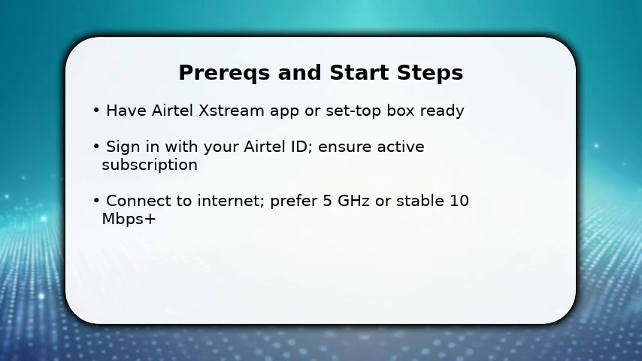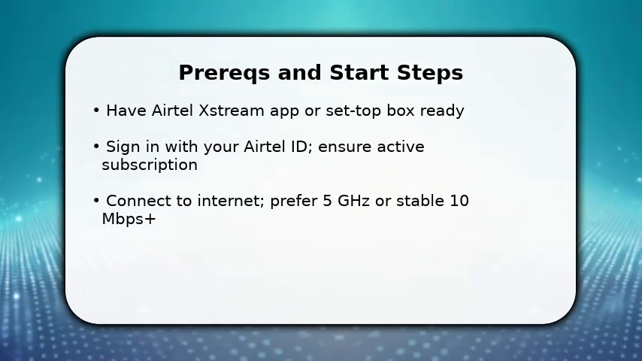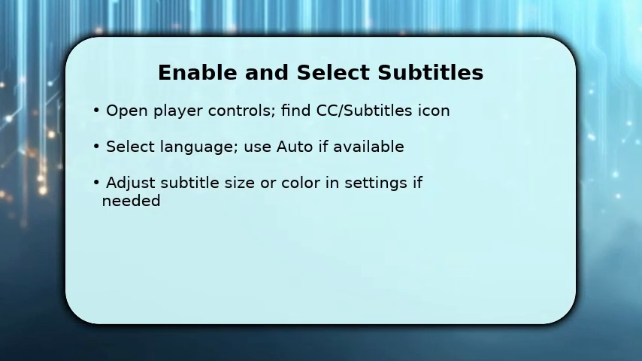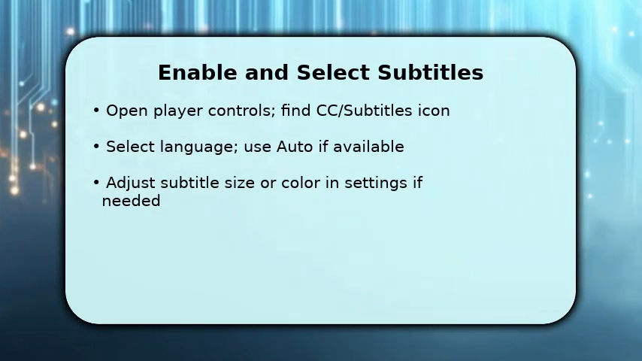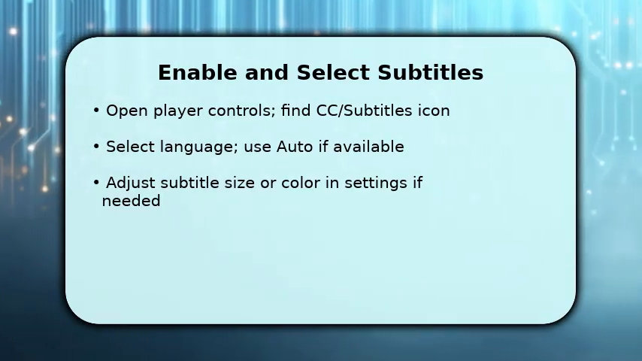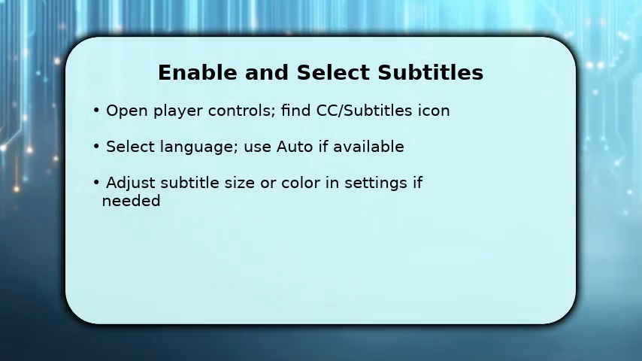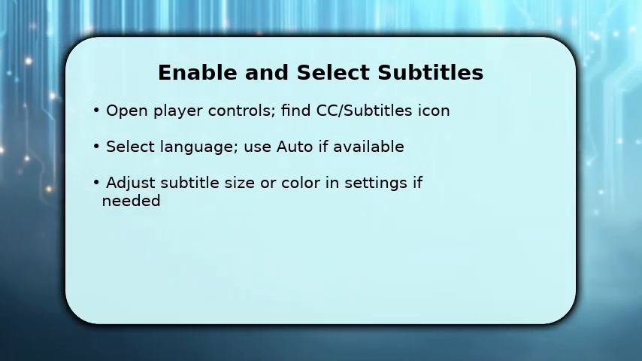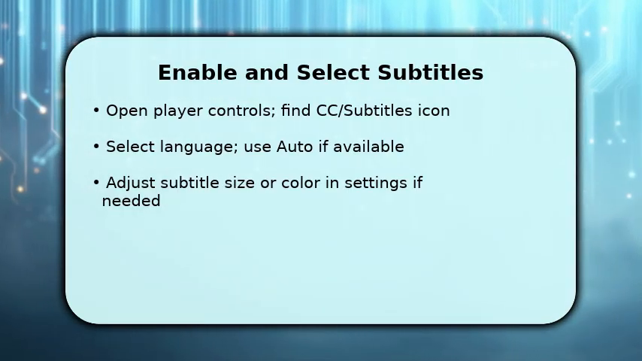Once the player controls are visible, tap the CC or subtitles icon to open options. You do this because subtitles are toggled per stream. Choose your preferred language. If you pick auto, Xstream will match the audio language when available. Make sure to confirm selection so the track loads.